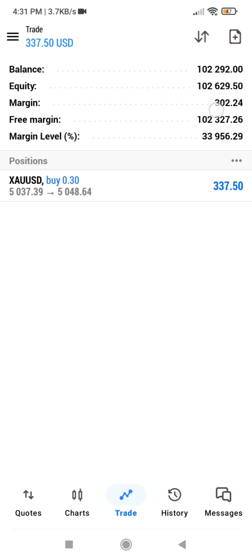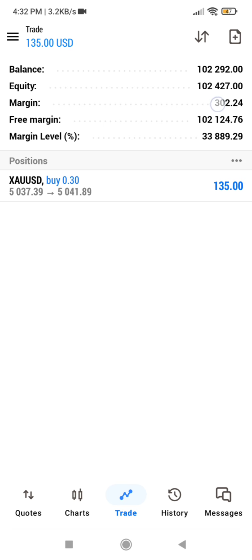Now the free margin is the amount of money that is remaining when that margin has been deducted from your equity. So if you have 102,600 currently, by the time you deduct 302 from it, what is left will be 102,200, the way you are seeing it here. That becomes your free margin. The free simply refers to the free balance that you have, that you can open more positions with.